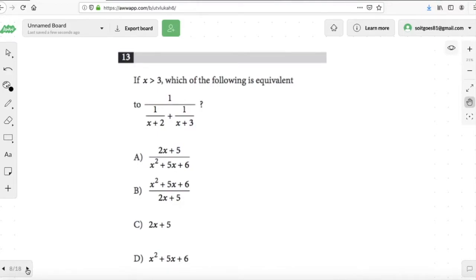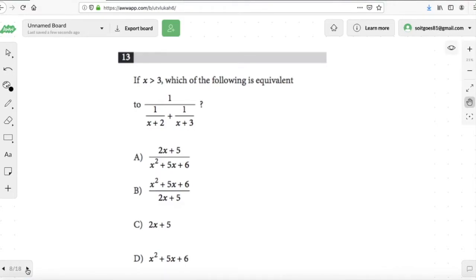I think we're on Juliana now. Go ahead and read question number 13 for me, please. If x is greater than 3, which of the following is equivalent to 1 over fraction? Yeah, that whole messy fraction, right? Okay. That is a mess.